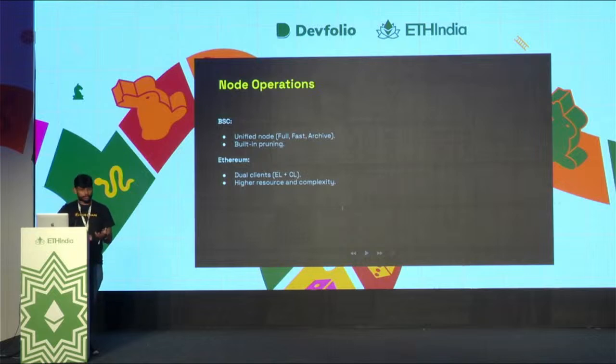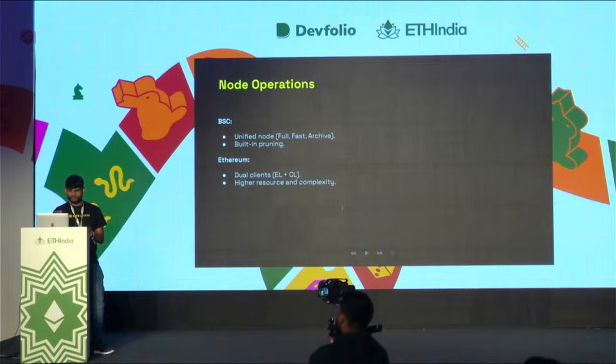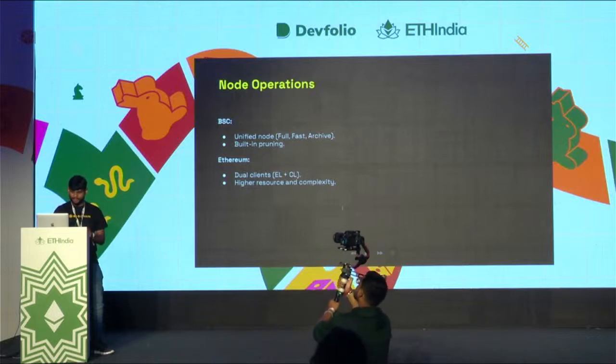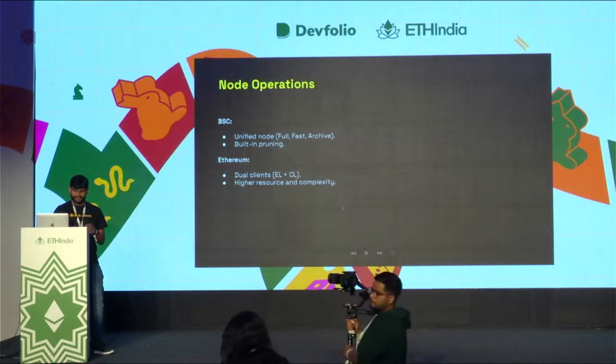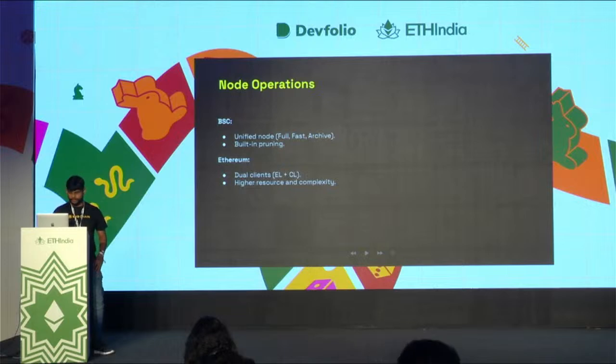When it comes to node operation, as we talked about the architecture before, if you are a validator or a node operator, because BSC has a unified node, it is slightly easier to set things up, and it also supports built-in pruning. In case of Ethereum, it is dual client, and it's slightly more complex to set things up.